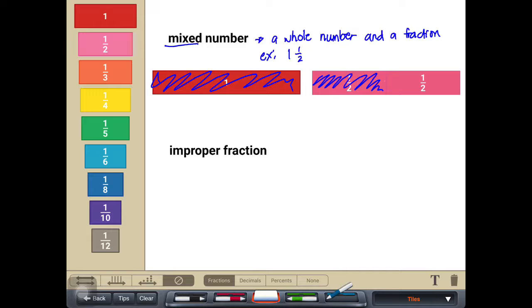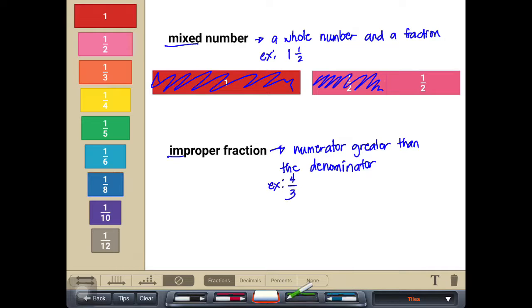Now for improper fractions, these are fractions that have a numerator greater than the denominator. If you can recall, proper fractions have a numerator less than the denominator. It's improper because the numerator is greater than the denominator. So let's have an example. Example would be 4/3. Okay?